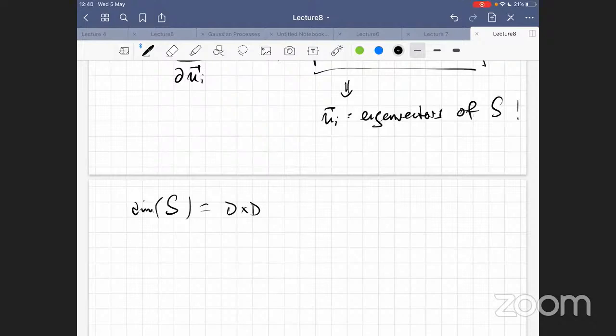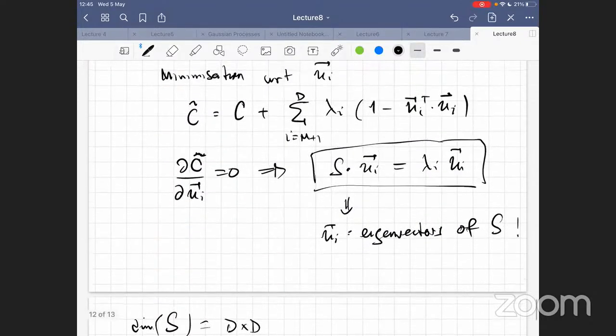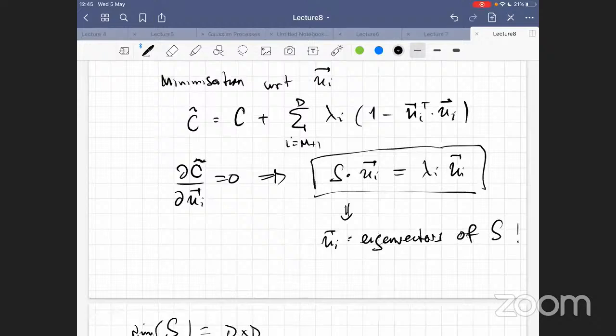So what we would like is to find the minimum of the cost function. What we would like is to choose the d minus m eigenvectors given the smallest eigenvalues of S, because I need these lambdas to be as small as possible, right?